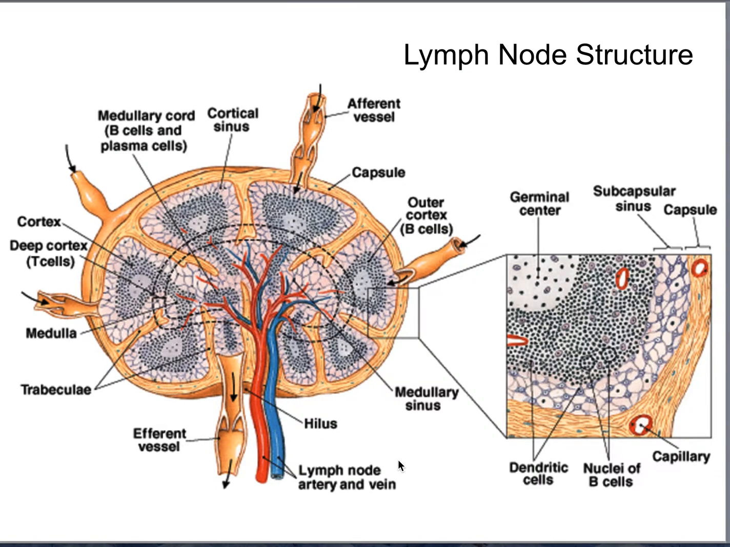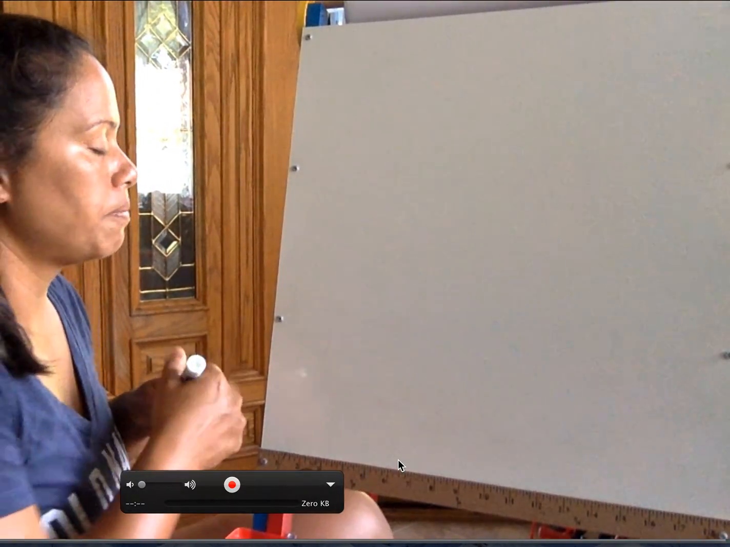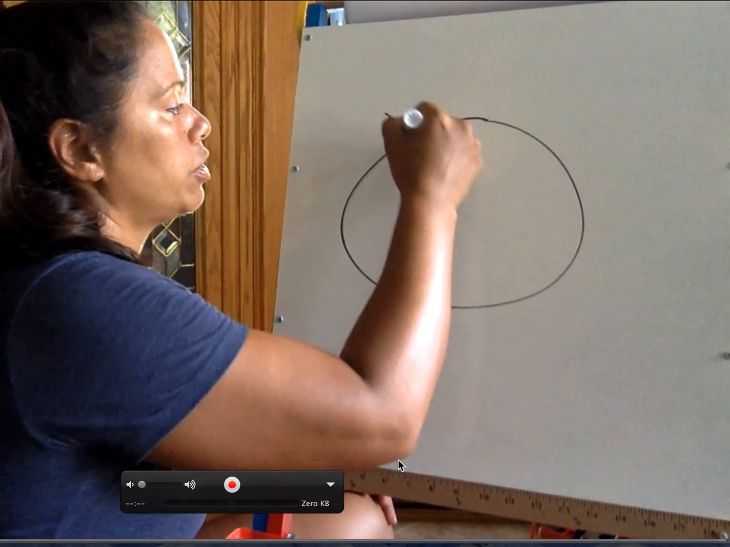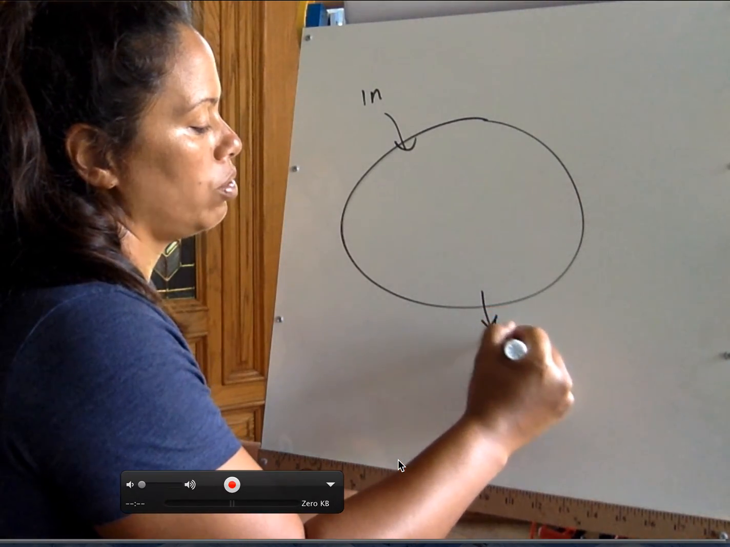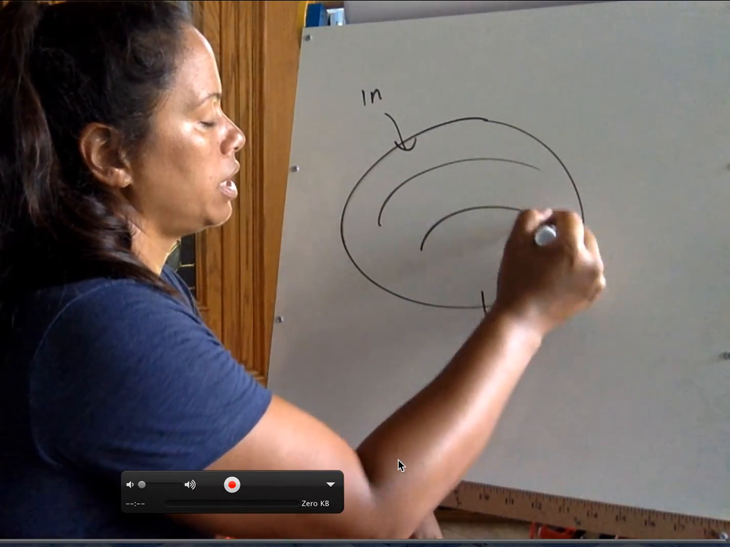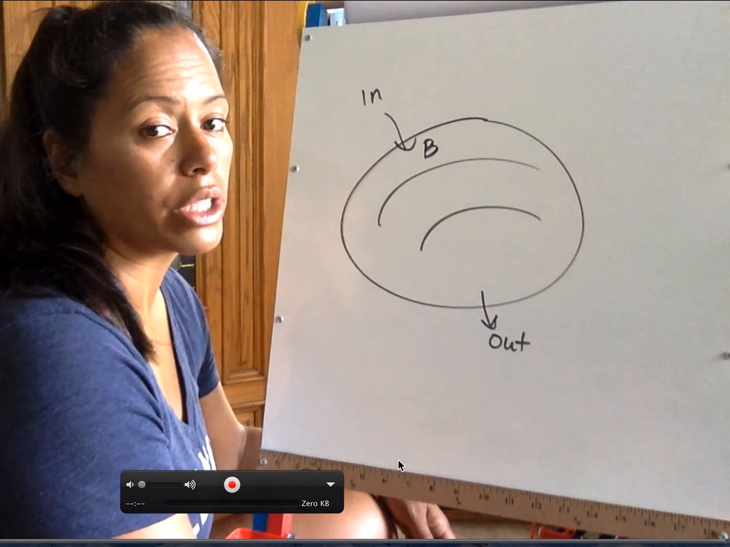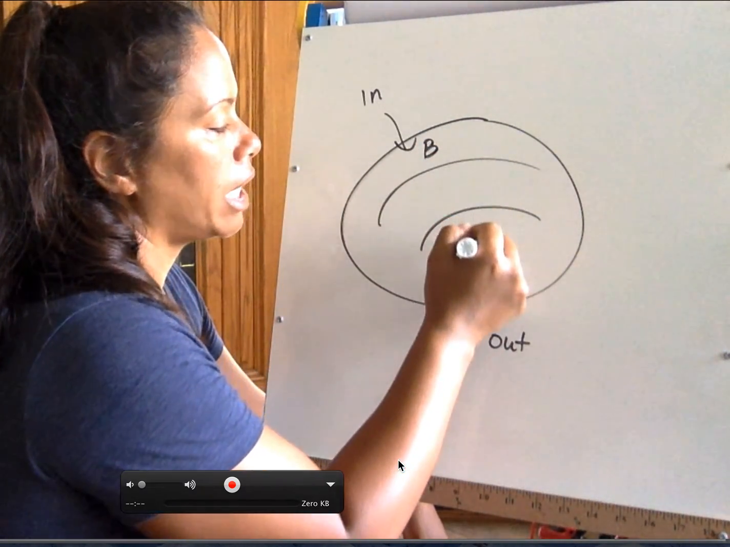Lymphoid or lymph node structure. How I like to look at the lymph node is, if there are 3 layers and I have to deal with the in versus the out, then the 3 layers that you see are: the B cell layer, the very outer cortex, is the cover, and has the B cells. Now B cells are found on the outside and the inside.